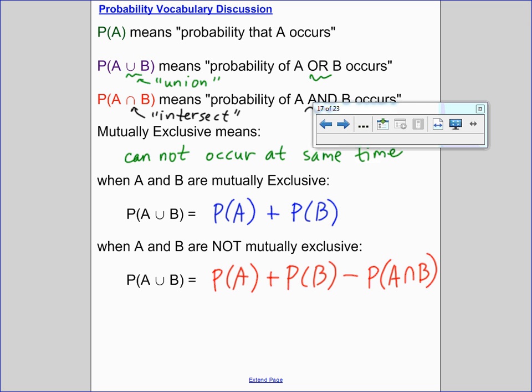So if A and B are not mutually exclusive events, we can still calculate the probability that A or B occurs by summing together the individual probabilities. We just then subtract off that overlap, the probability that A and B occur simultaneously. That's what that last part is that we subtracted off.